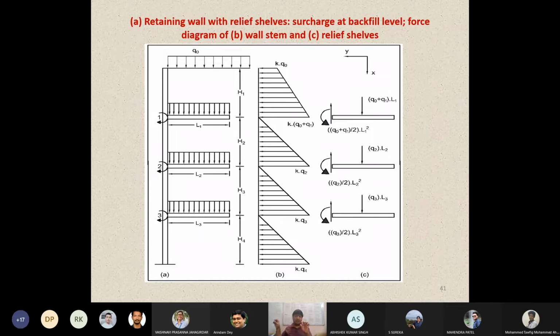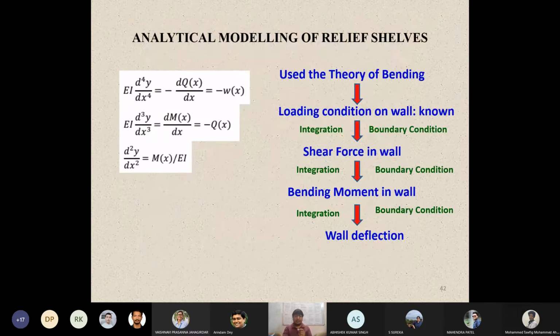If you keep on increasing the width of the relief shell, the weight of the backfill supported by the relief shell will be very high, and there will be a situation where the wall, instead of moving away from the backfill, will have a tendency to move towards the backfill. So we must be aware of what the critical width of the relief shell would be.